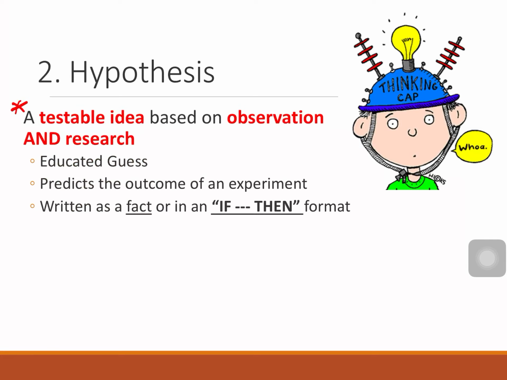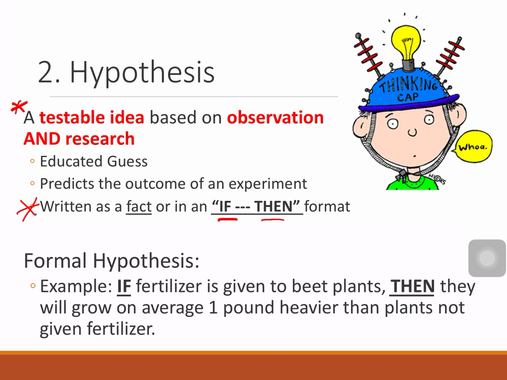And then we are going to write it, and this is really important. We're going to write it as a fact. So an if and then statement. And so what do I mean by that? Okay, so here is my formal hypothesis for Dwight's beet plants.